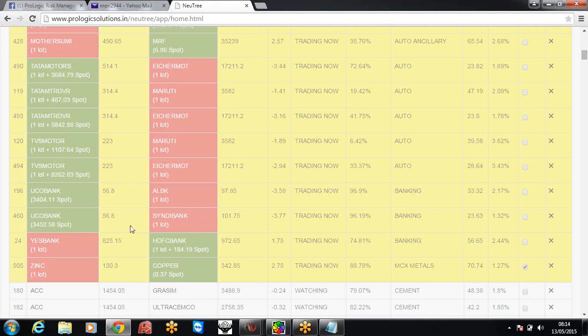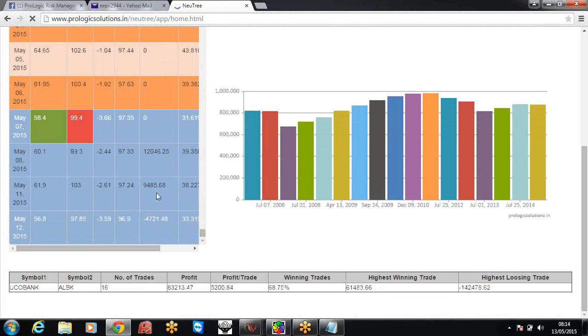UCO Bank, Allahabad Bank, UCO Bank, Syndicate Bank, this trade generated recently. So you can see that UCO Bank is a short here, buy here. Allahabad Bank is a short, 3.66 it started, 2.6, 2.44, 12,000 rupees. Now it is under loss. So we'll wait till this Z score comes to 1. And your investment is around 87,000 rupees. You could have booked your profit here, but you can still wait till it comes to 1.